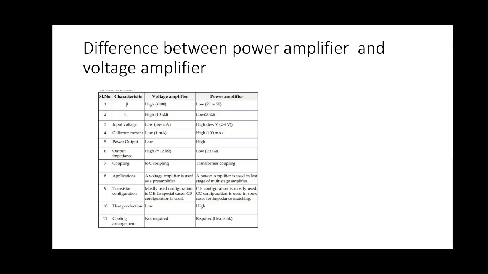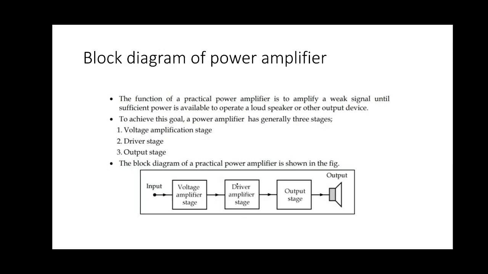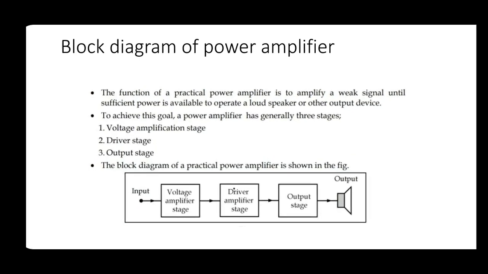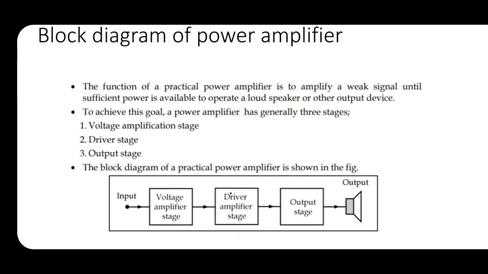Another one is power dissipation, which is less in a voltage amplifier, less than 0.5, and more than 0.5 in a power amplifier. So next is the block diagram of a power amplifier. It has different stages. First stage is the voltage amplifier, second is the driver stage, third is the power amplifier stage. The output stage is the power amplifier, directly connected to the loudspeaker.